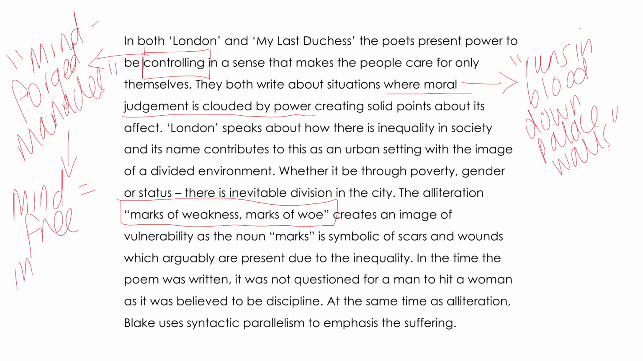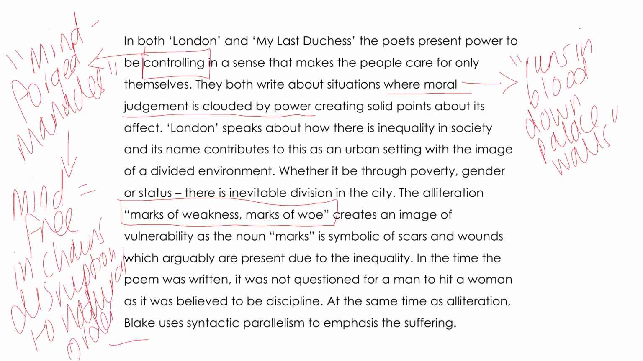So for it to be in chains shows a disruption to nature or the natural order. I could then say how I could even, if I wanted to, link that to the marks of weakness, the idea of there being physical marks, but also in their mind as well. Therefore, the people in power are controlling everything, and in quite a violent way. To have people's minds in chains is quite a powerful image.